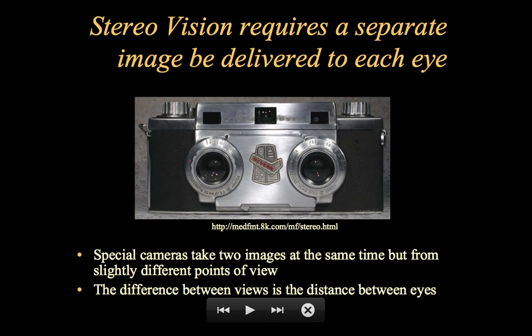So you can get special cameras that take two images at the same time from slightly different angles. I'm surprised we haven't seen a smartphone yet that takes 3D pictures. It seems to me like it would be all the rage. It would be easy to do. You just put one camera at one end, one camera at the other, and you turn it sideways, take a picture, you've got a 3D image. Right. And ideally, the distance between the cameras would be the distance between a pair of eyes.